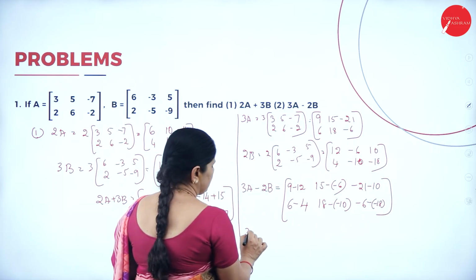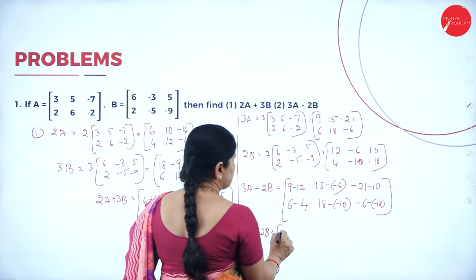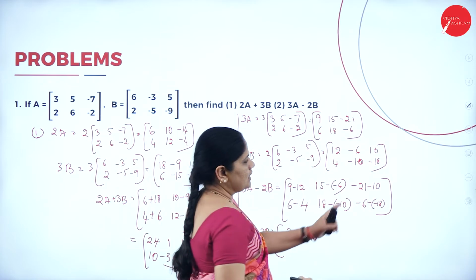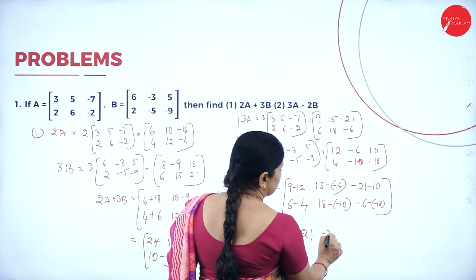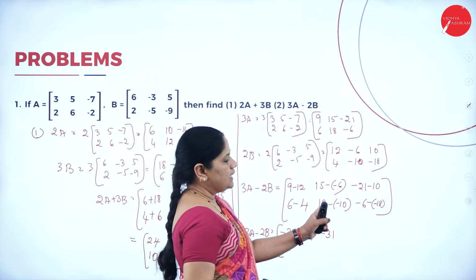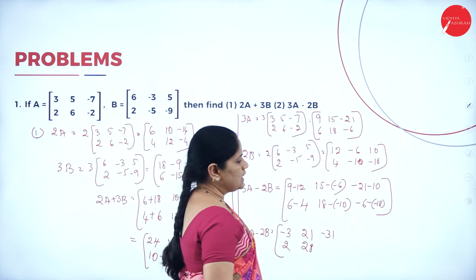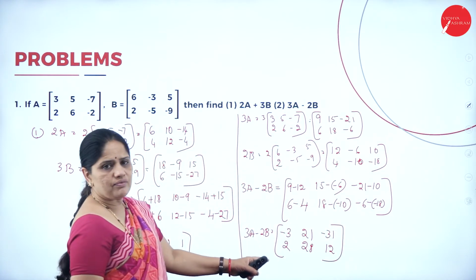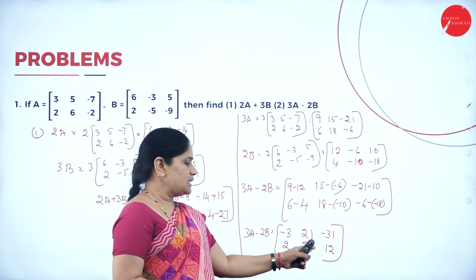Now, when we simplify this further, we get 9 minus 12 is minus 3. 15 plus 6 is 21. Minus 21 minus 10 is minus 31. 6 minus 4 is 2. 18 plus 10 is 28. Minus 6 plus 18, so this will be 12 is the answer. So when we simplify, we get minus 3, 21, minus 31, 2, 28 and 12.